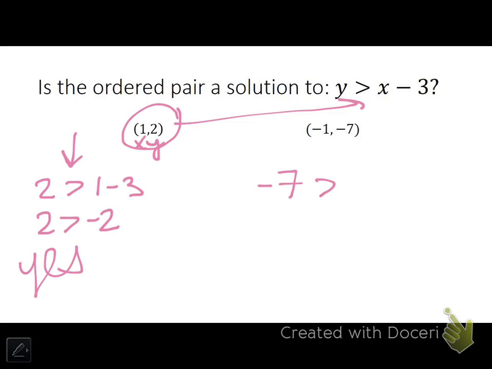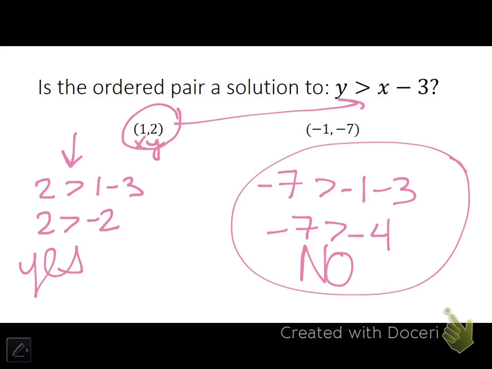Let's try the other one. Negative 6 is greater than negative 1 minus 3, or negative 7. Negative 7 is greater than negative 1 minus 3, which is negative 4. Again, we're eating the bigger one. Is negative 7 bigger than negative 4? Well, no, it's not, because it sits to the left of the negative 4. Remember, you want to get closer to 0 to be bigger. So this one is not a solution. So that means if I graph this, which we're going to be getting to, this point is not going to be sitting in my shaded region, but this one will be, because shaded region means true.